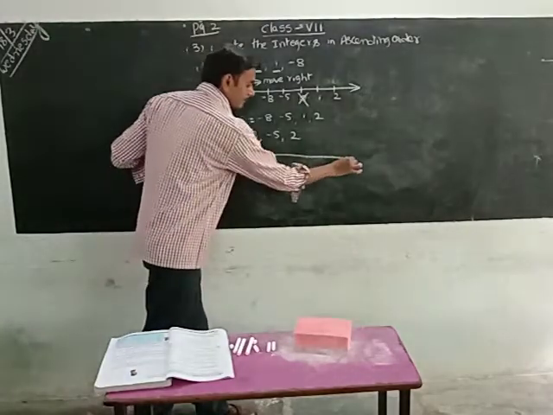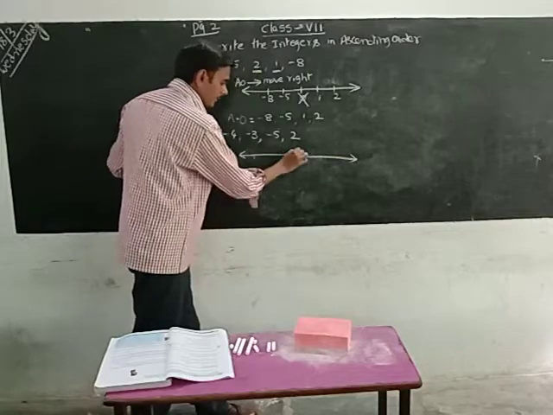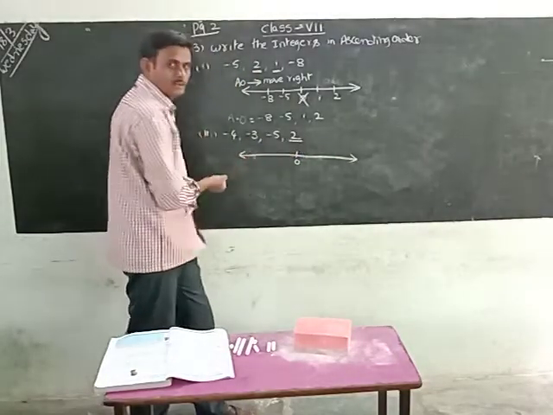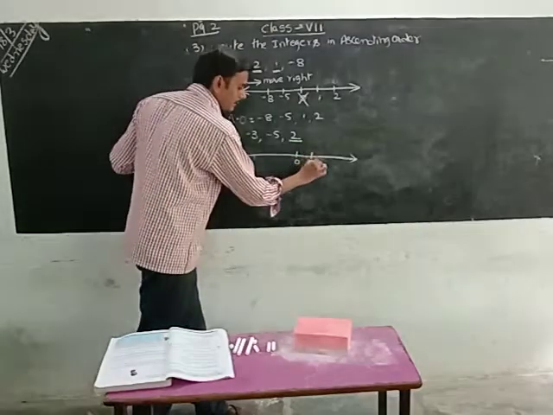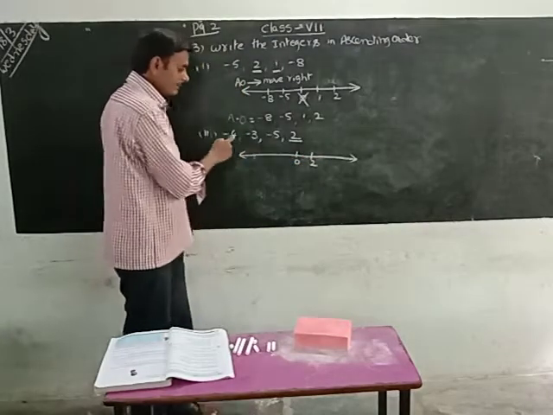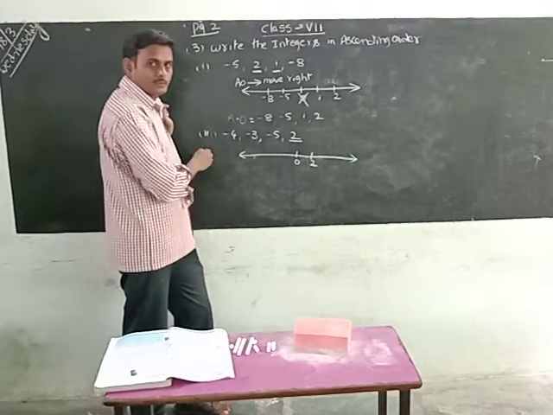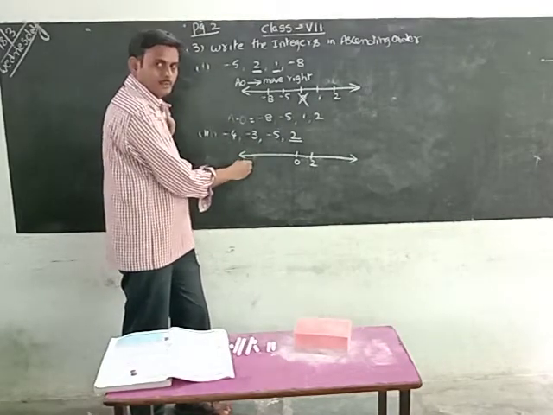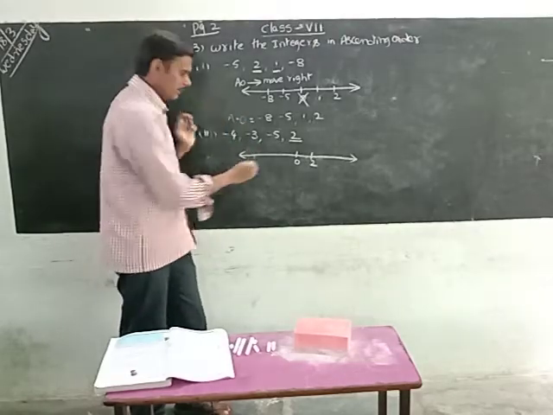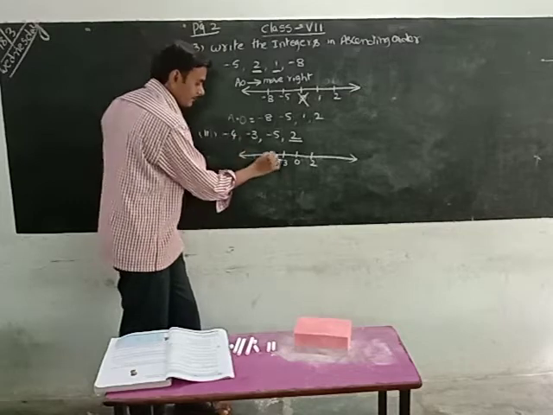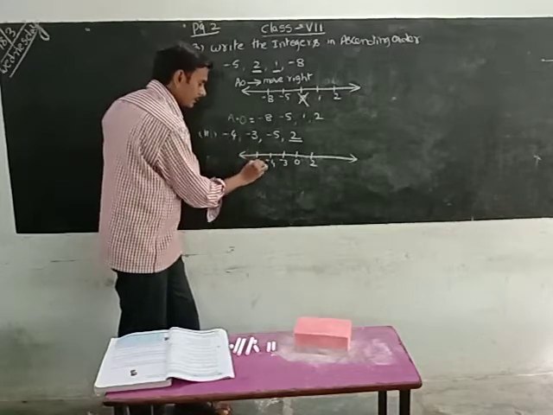Arrange on your number line. Write 0 here. How many positive numbers are there? Only one number. So 0, right side 2, left side. In these numbers, which can we write first? Minus 4, minus 3, minus 5. Which one can we write after 0? Minus 1, minus 2, minus 3. Minus 3 we can write. Minus 3, later minus 4, later minus 5.